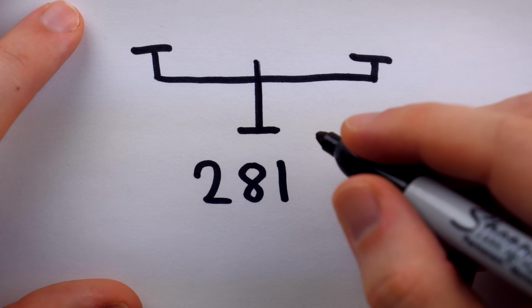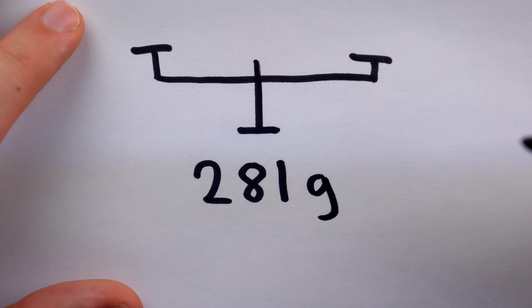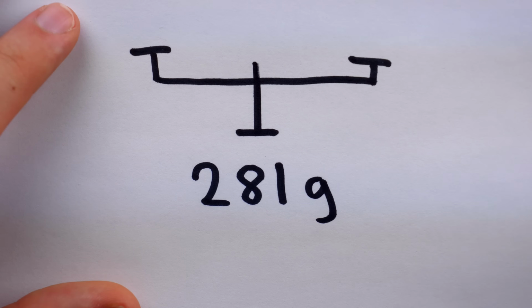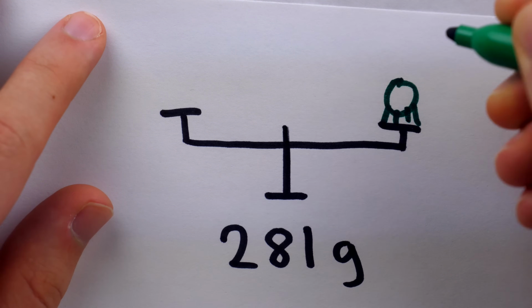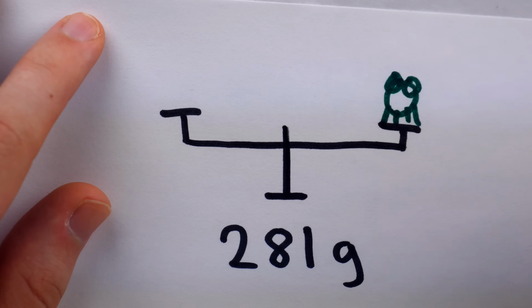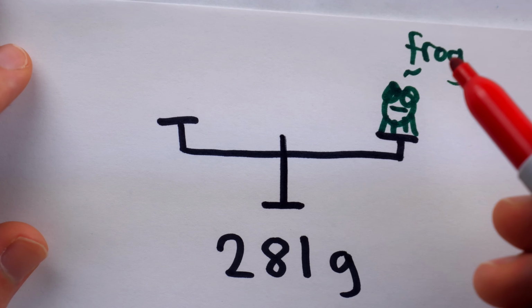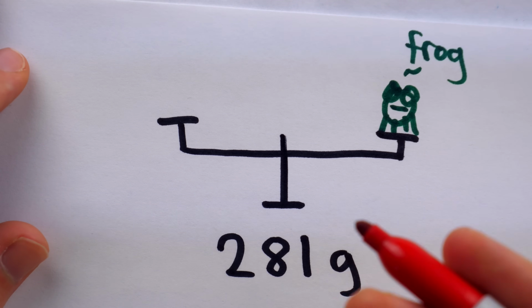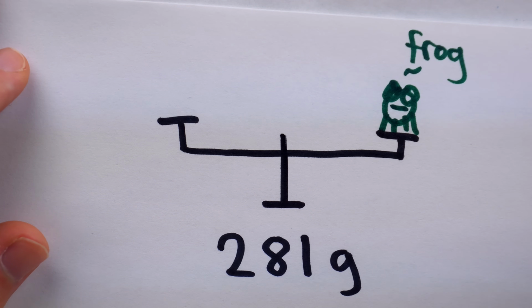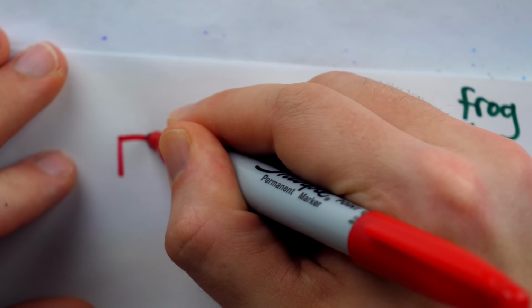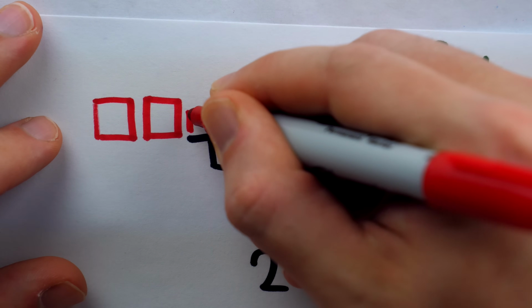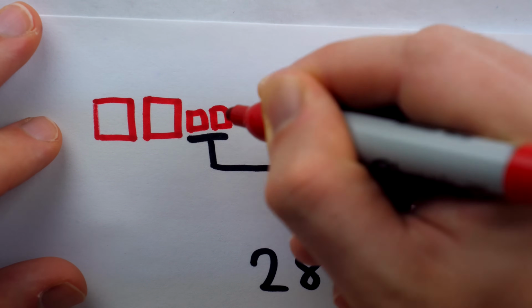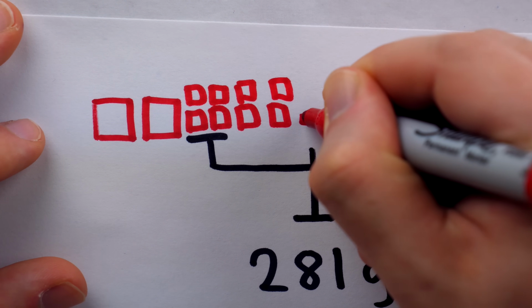Suppose all of our weights are powers of 10 and we want to weigh out 281 grams. Perhaps there's a tiny little frog on the other side of the scale, and so he's the fella that we're trying to weigh. Well, if he weighs 281 grams and all of our weights are powers of 10, we're going to need quite a few weights. To get to 281, we would need 2 big 100-gram weights. We would then need 8 10-gram weights, and then we would need a weight of a single gram.